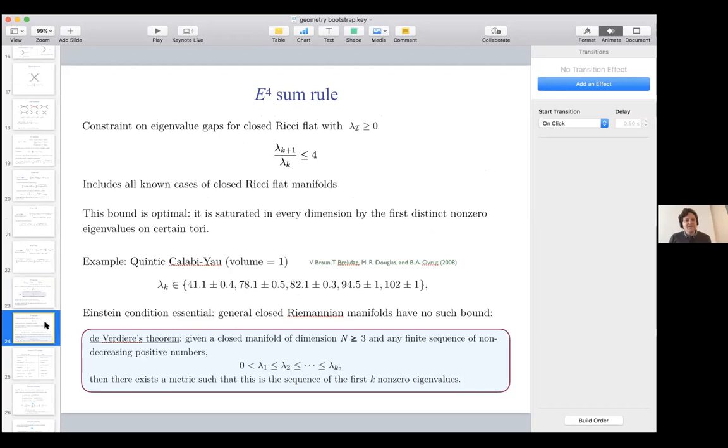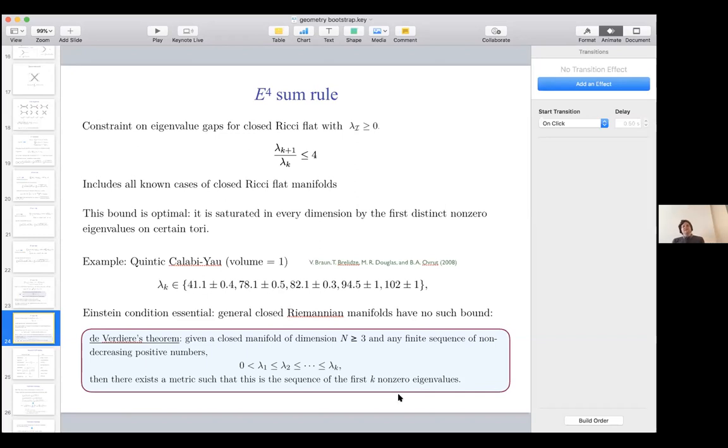Okay, so this is what you might call the first kind of bootstrap constraint that comes from this associativity condition. It bounds the gaps between the eigenfunctions. And we know also that this bound is optimal. There are various tori that saturate this bound, so you can't improve this. Here's a non-trivial example: the quintic Calabi-Yau manifold. You can't calculate the eigenfunctions of this exactly, but numerically people have computed the low-lying eigenspectrum, and here are the eigenvalues, rather, as a multiple of the volume. And indeed, they satisfy this bound up to their numerical errors.